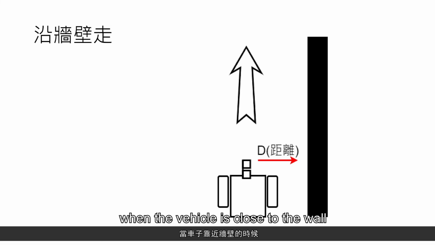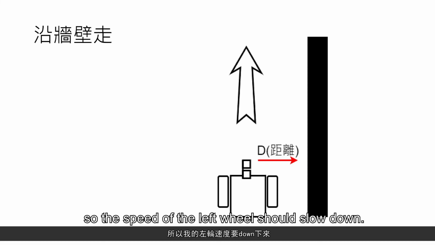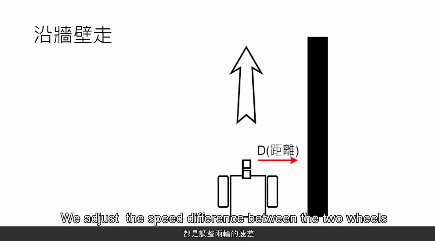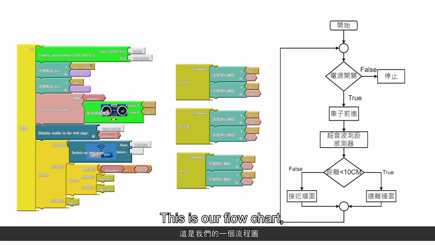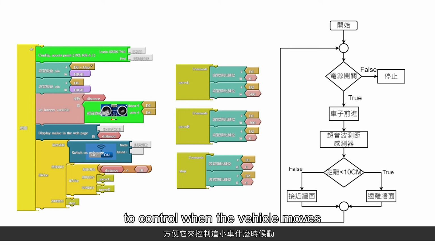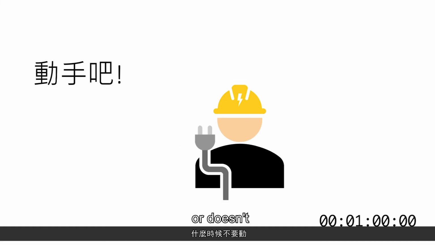When the vehicle is close to the wall, it means it needs to move further away from it, so the speed of the left wheel should slow down. This is similar to what we did for the infrared sensor. We adjust the speed difference between the two wheels to meet the requirement of being at a fixed distance along the wall. Let's keep looking. This is our flowchart, which is very similar to our infrared sensor. First, we'll need to give it a power switch to control when the vehicle moves or doesn't.